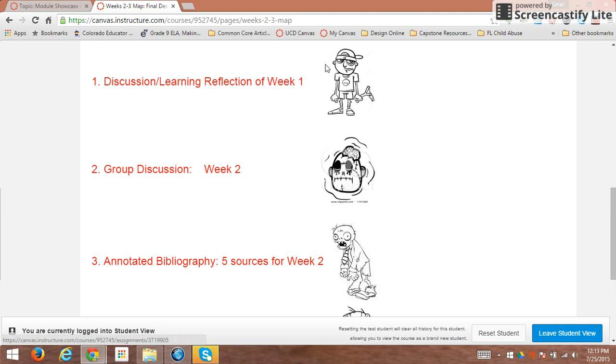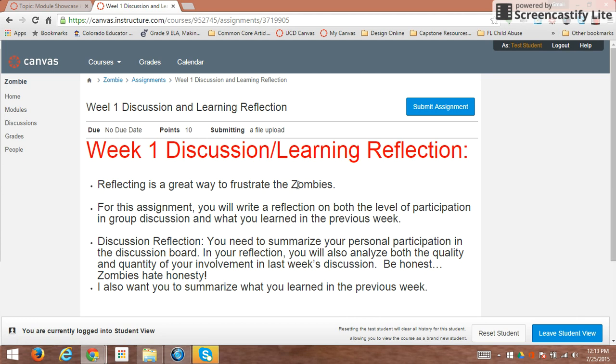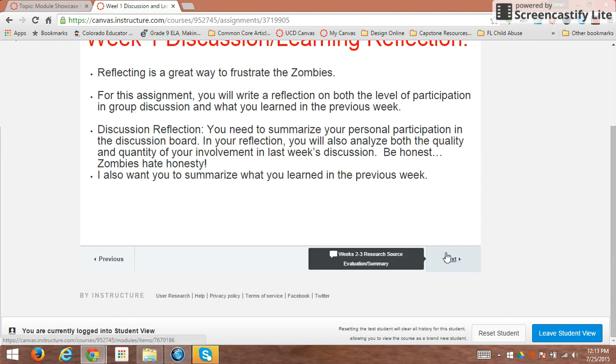So we'll go ahead and go to the reflection, and then we'll move through this week fairly quickly. They're just a brief examining what the discussion reflection entails. It needs to be about their personal participation in the discussion board, but also a reflection on the quantity and quality of what they've discussed, and being honest, really reflecting on themselves. And then also summarizing what they've learned the previous week. And a couple of paragraphs would be fine for this. Just really want them analyzing their own work.